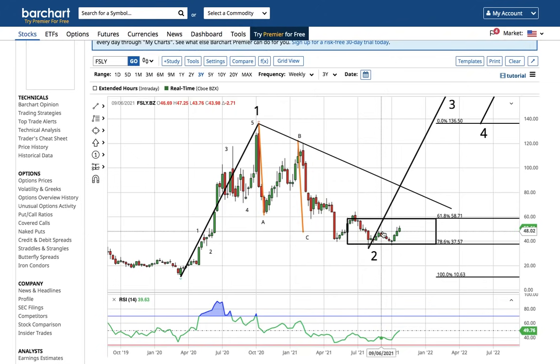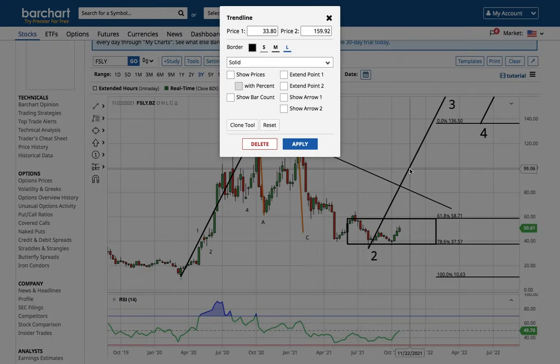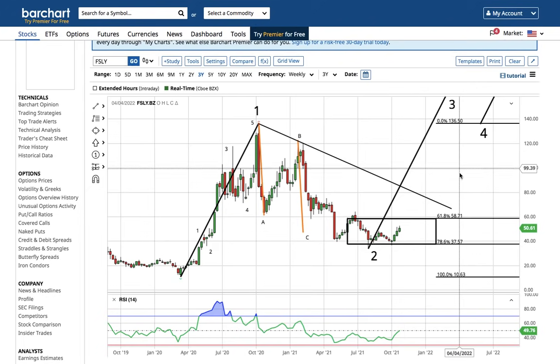And the ABC correction that's ending wave 2, the length of wave A, plus the wave B high, is where wave C ended. So we're within a wave 3. It's going to be at least the length of wave 1, plus the wave 2 low. That will take Fastly to 160 in the longer term cycle. So Fastly is a very long-term idea. I think it deserves that.